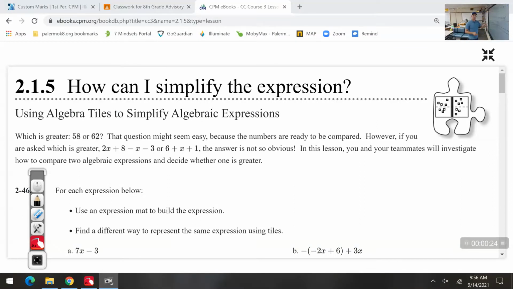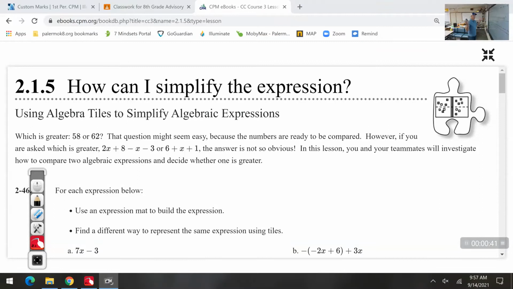We're going to use the algebra tiles today, and you're going to need to use your CPM ebook because it has the pre-built tools. So I suggest you go ahead and open up your ebook to lesson 2.1.5 and your math notebook open to lesson 2.1.5.